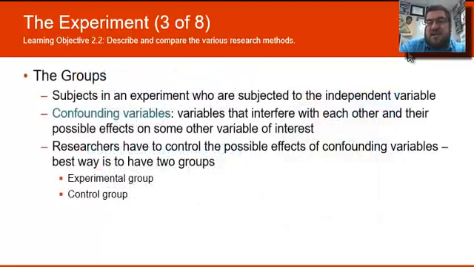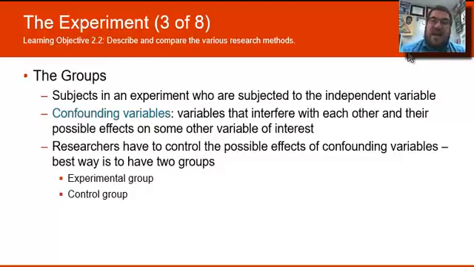The subjects in an experiment who are subjected to the independent variable are called the experimental group. The control group is not exposed to the independent variable. And in order to control for confounding variables, which may be a variable that interferes with the possible effects on some other variable of interest, maybe in an experiment with kids and aggression, it would be gender. Maybe girls are less aggressive naturally than boys. I don't know. It could be a confounding variable.